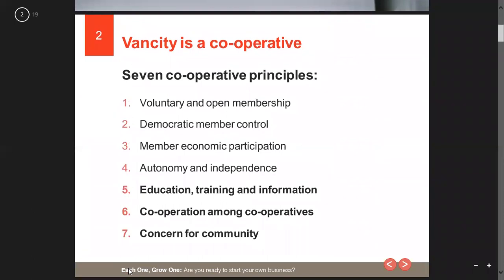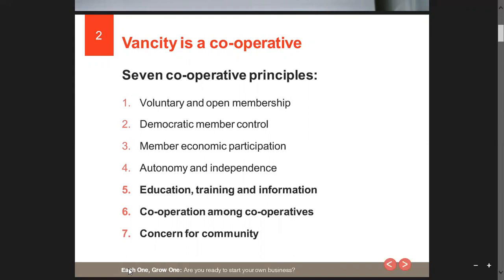All right, here are the seven cooperative principles. Number one, voluntary and open membership. Number two, democratic member control. Number three, member economic participation. Number four, autonomy and independence. Number five, education, training, and information. Number six, cooperation among cooperatives. And number seven, concern for community.